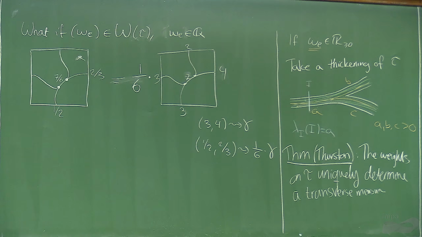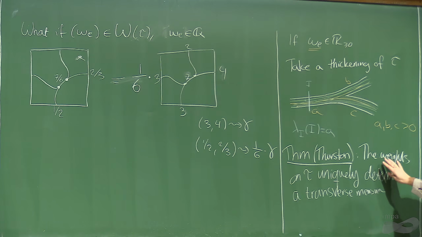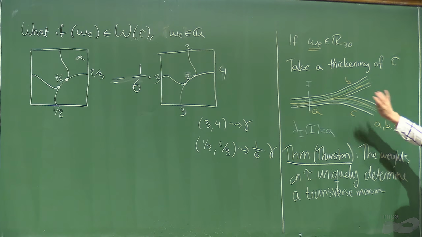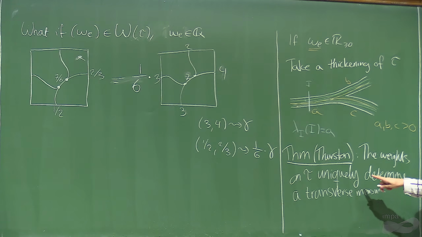But if we pretend that this works, then it's a theorem by Thurston that given a train track with weights, there's a unique transverse measure on the corresponding lamination that's carried by it, that they determine. So L is this foliation of a closed neighborhood.